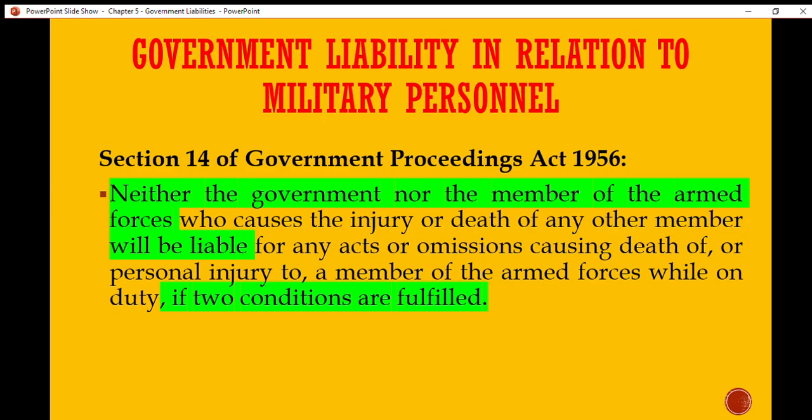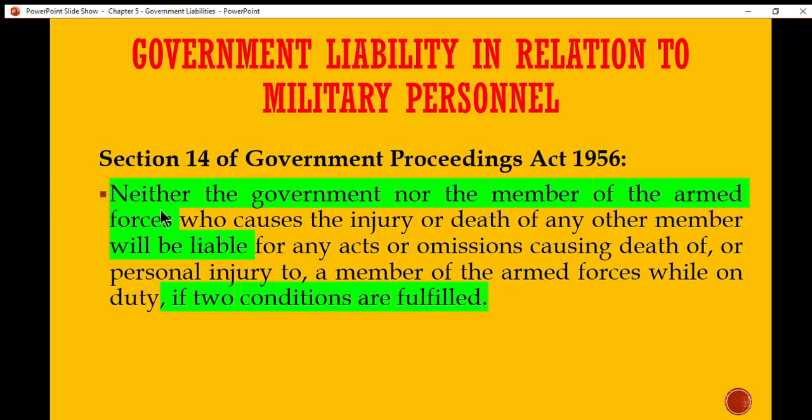Okay, guys, next subtopic is the government's liability in relation to military personnel, when it relates to the omissions or acts committed by armed forces. The main section here is section 14 of the Government Proceedings Act 1956. It provides that neither the government nor the member of the armed forces who caused the injury or death of any other member will be liable for any acts or omissions causing death of or personal injury to a member of the armed forces while on duty.